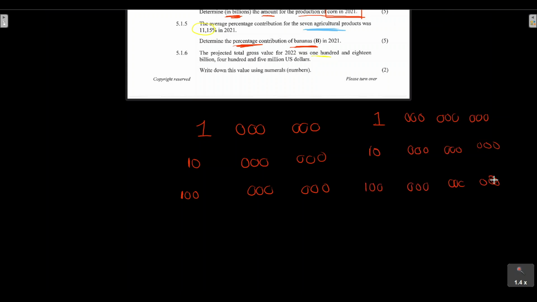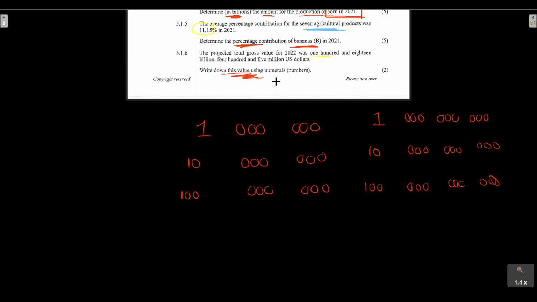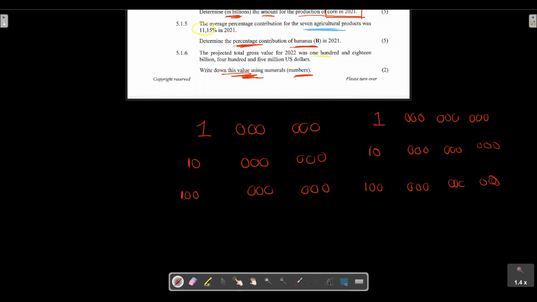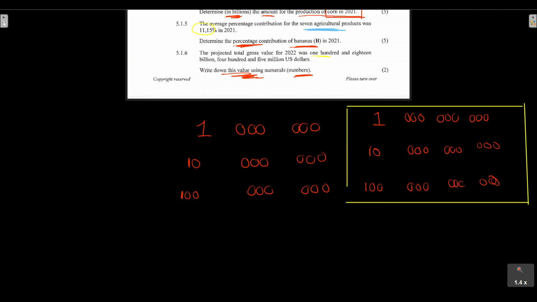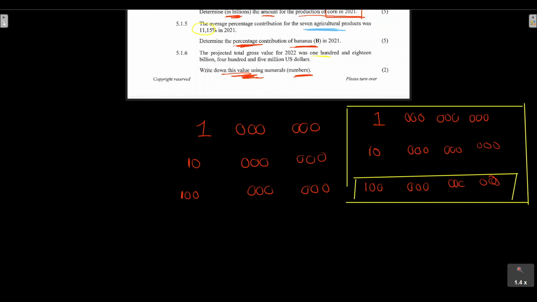In this question, we want to write down this value using numerals, using numbers. How would we write this value as a number? We're going to focus on this part here, where we mentioned the billions. We're going to work with the 100 billion as our point of reference. We already know how you're supposed to write your 100 billion. So how would we write this value, because we're dealing with the 100 billions?